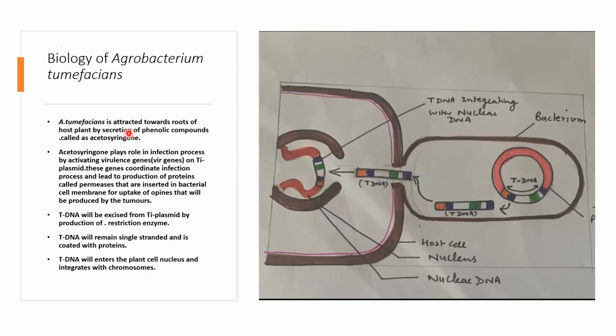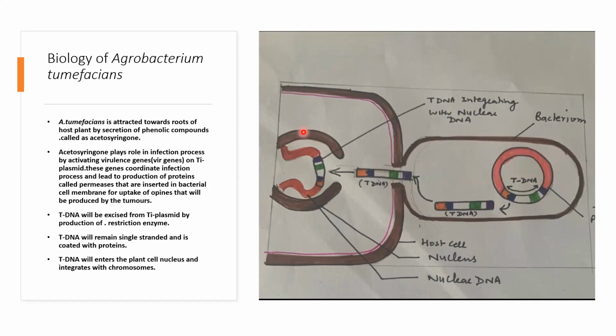Now, this is the biology of Agrobacterium tumefaciens. Now, we can see how tDNA is getting integrated into the host genome. This is the bacterium. This is its Ti plasmid. In the Ti plasmid, this is the tDNA. Now, tDNA will enter into the host cell. Here, this is the region where pores are being created, and the VIR region present in the Ti plasmid is responsible for causing this transfer of tDNA into the host genome.